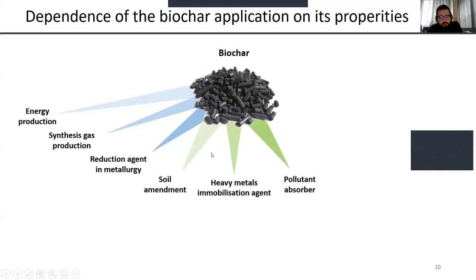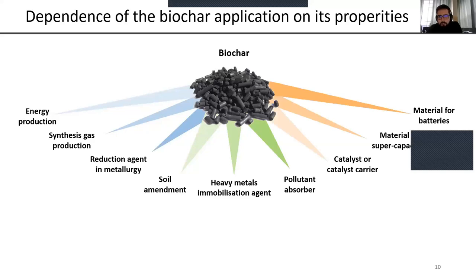Then we have more novel applications: biochar as a soil amendment, as a heavy metals immobilization agent in soils, as a pollutant absorber in water treatment facilities, or in the treatment of flue gases from various processes. And then we go to the most novel applications: using biochar as a catalyst or catalyst carrier, as a material for supercapacitors and for batteries. The last ones we all hear about, but we have never seen them used on an industrial scale.